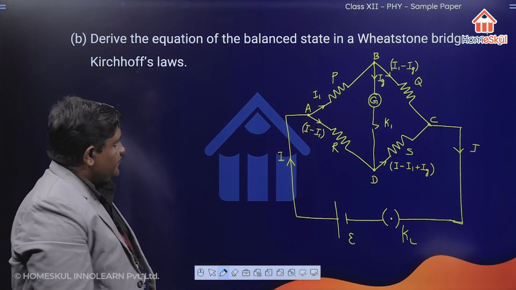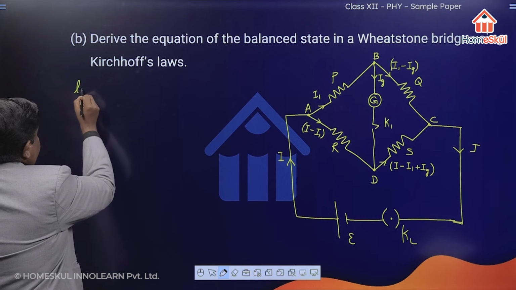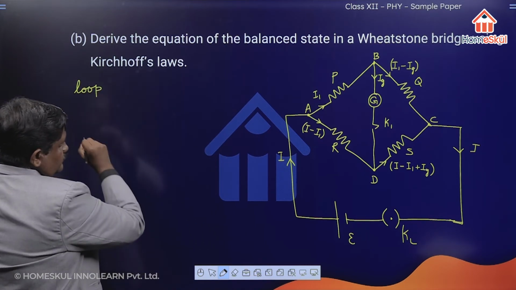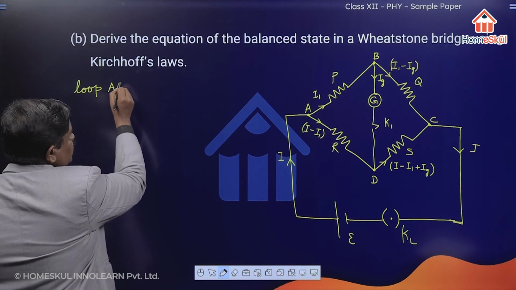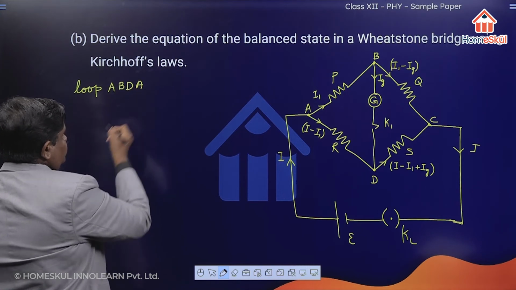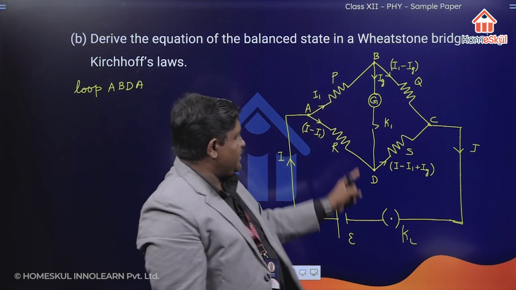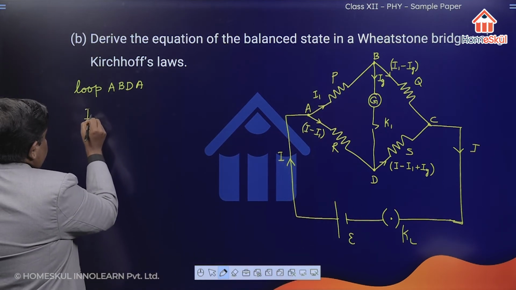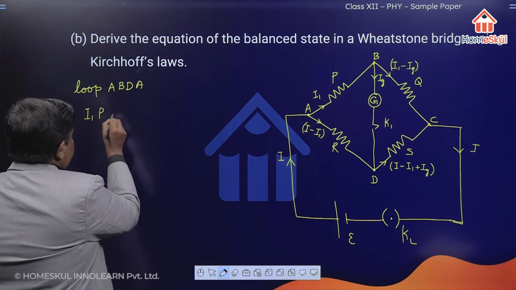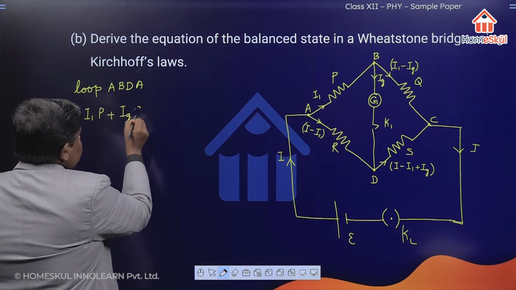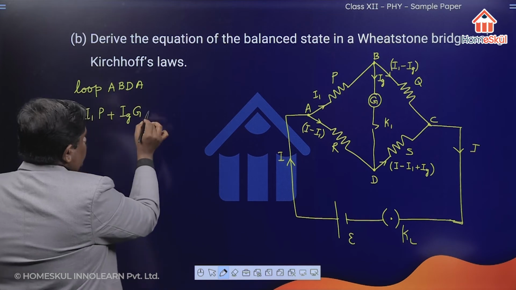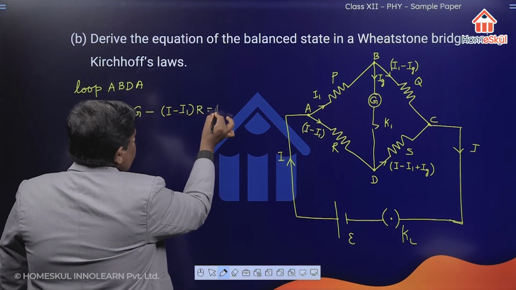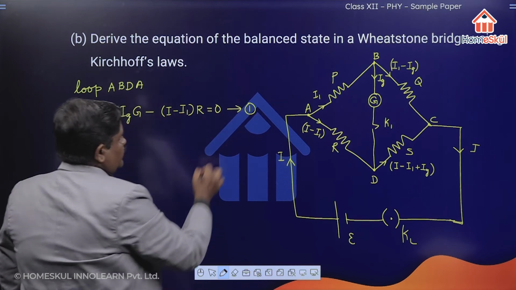Now, for finding out the balanced condition, we consider the loop A, B, D, A. For that, we have to write I1P plus IgG, then minus I minus I1 into R equal to 0. This is our equation 1.